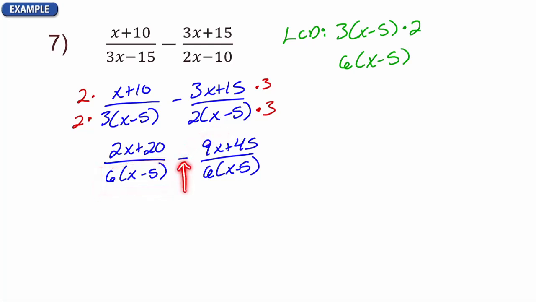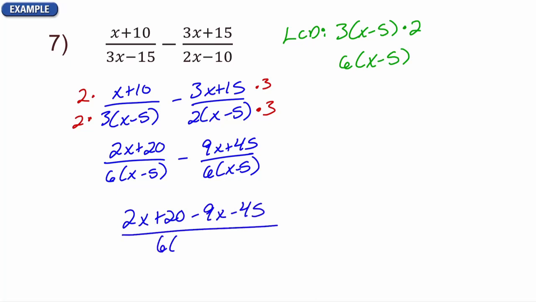This is a very common mistake for students: forgetting to distribute when they're subtracting. So I'm going to have 2x plus 20 minus 9x minus 45, again distributing the negative, over 6 times x minus 5. Collecting my like terms, I have negative 7x minus 25 over 6 times x minus 5, or if you'd like, you can call it 6x minus 30.